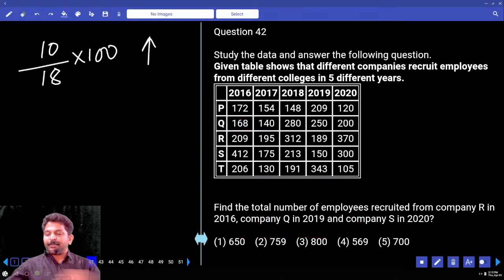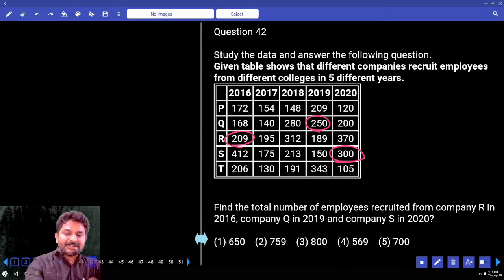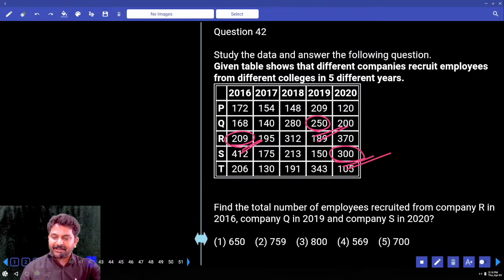Find the total number of employees recruited by company R in 2016. R in 2016, 200. Q in 2019, 250. S in 2020, 300. So I think we can verify the last 2 digits. 09, 50, 59, 00, 59. The answer should end with 59.